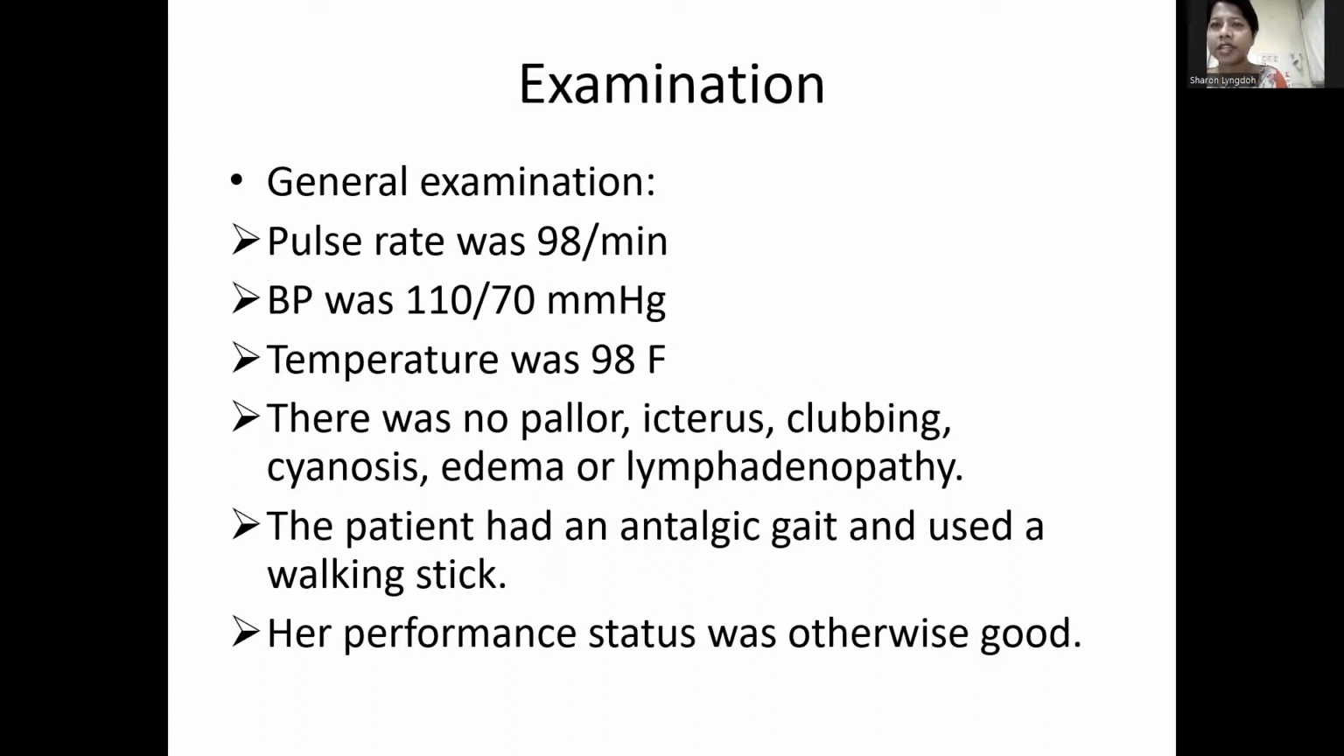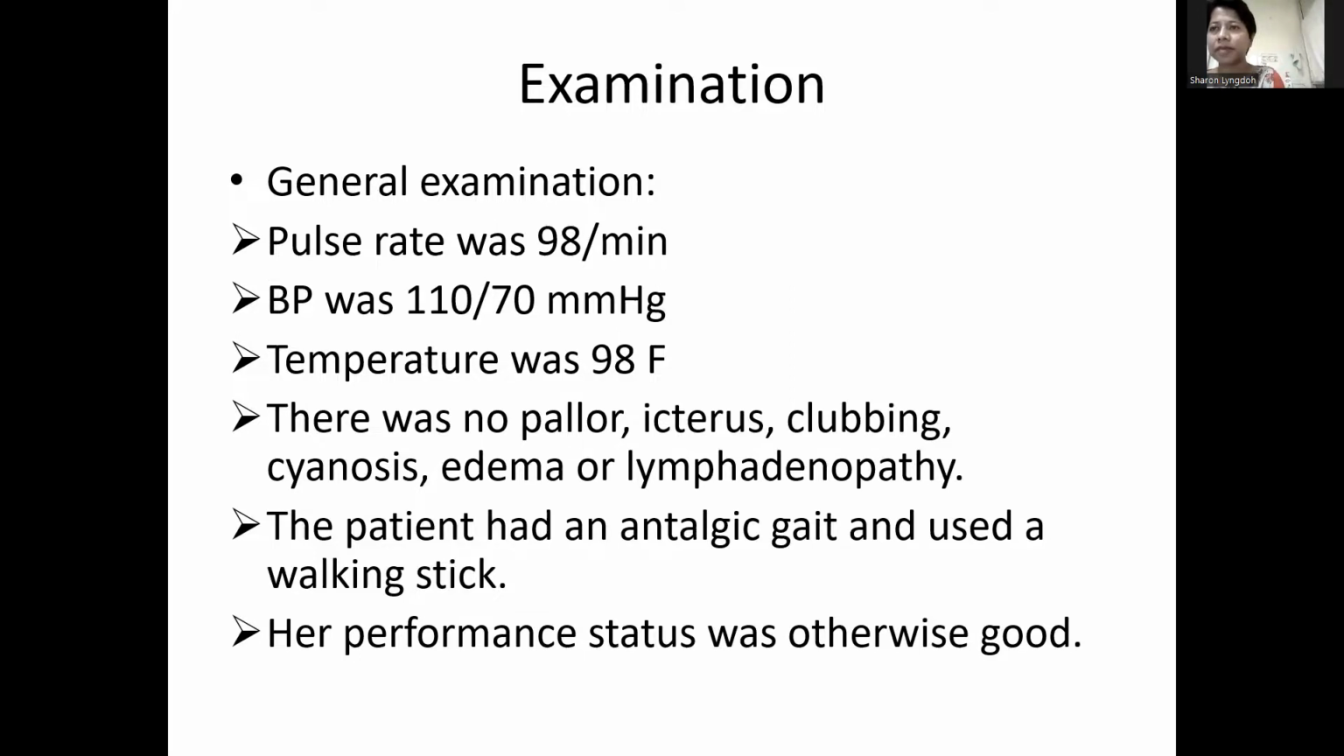On examination, her general examination showed a pulse rate of 98 per minute, BP of 110/70 millimeters of mercury. She was afebrile. There was no pallor, icterus, clubbing, cyanosis, edema, or lymphadenopathy. She had an antalgic gait and used a walking stick. Her performance status was otherwise good.